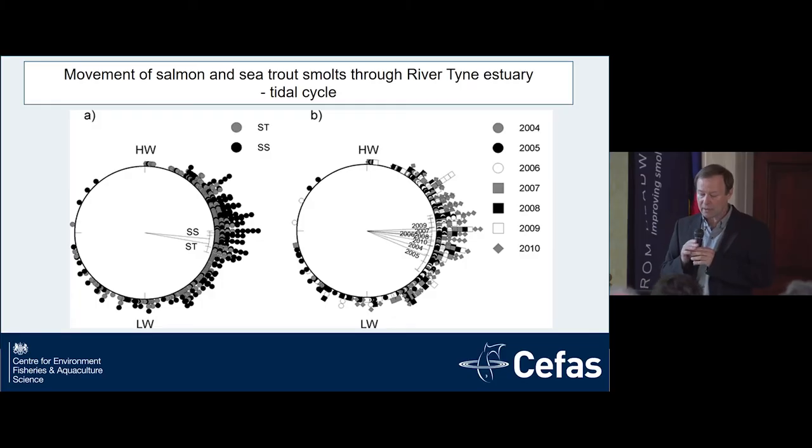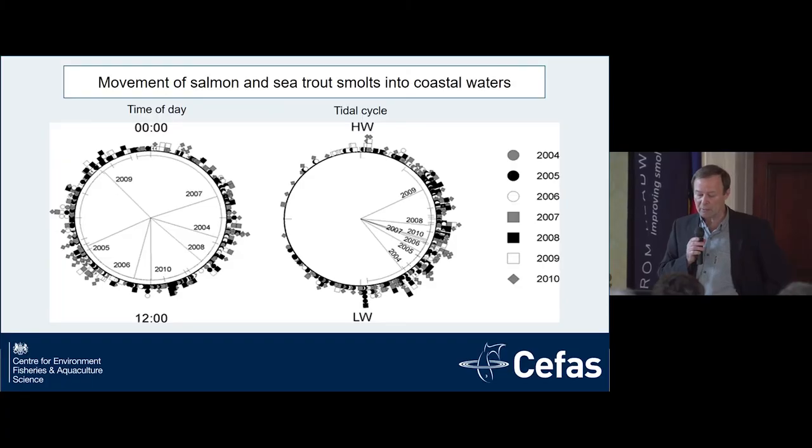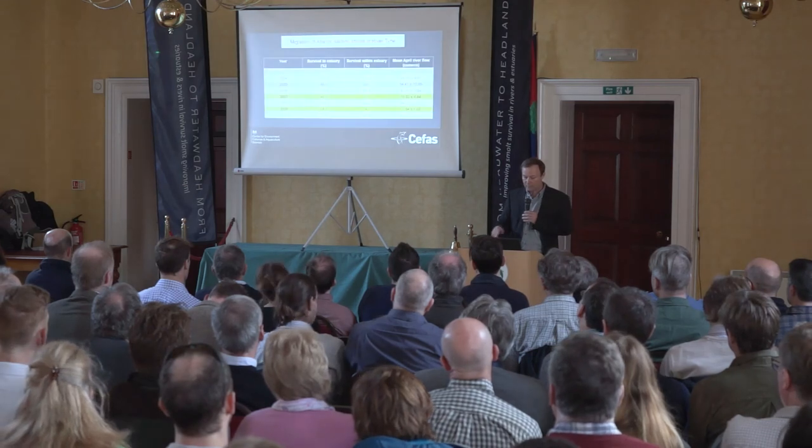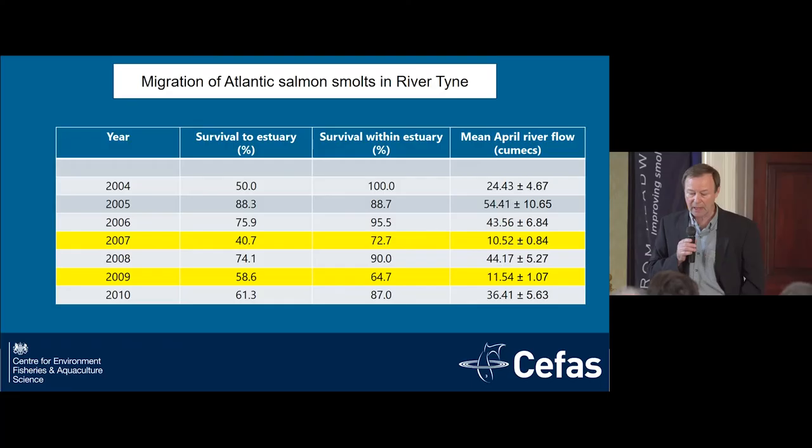In terms of the behaviour, it was really typical behaviour. Fish tended to move on an ebbing tide through the estuary. This is obviously the most energetic way of moving through a particular body of water. And migration out into coastal waters appeared to be mainly on an ebbing tide, but throughout the time of day. We can see on the left-hand side that the mean time that fish moved throughout the different years varied quite considerably. Some were moving at night, some were moving at day.